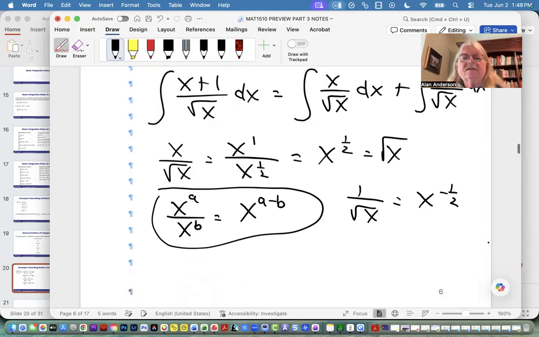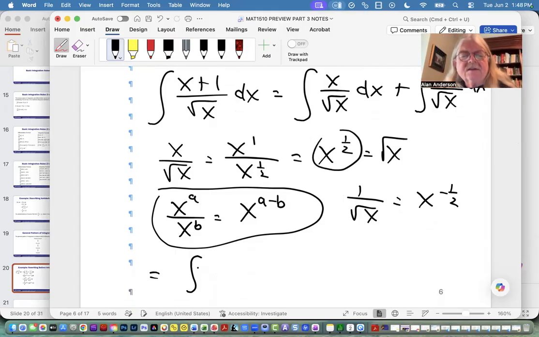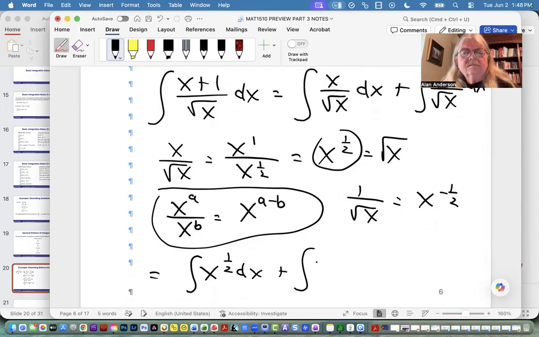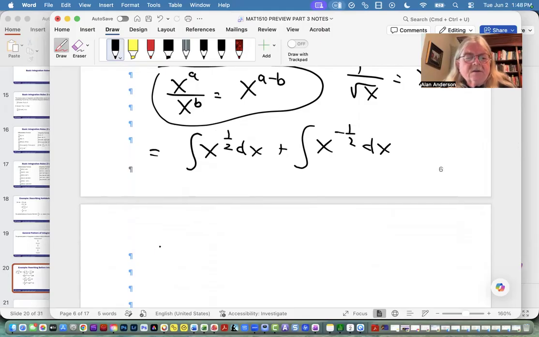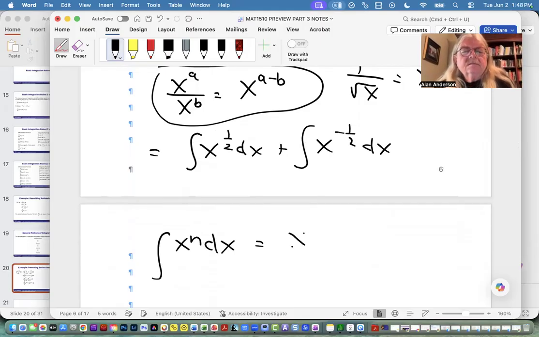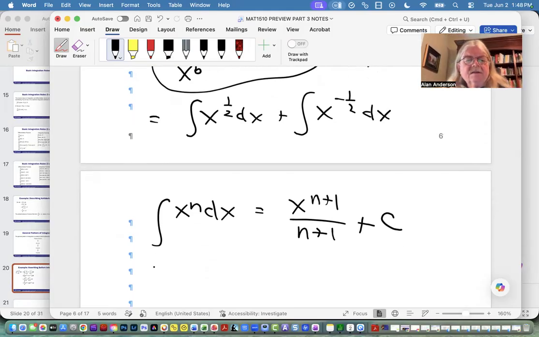So we can rewrite this whole thing as, actually, I think we should probably leave it like this. And now we can apply the power rule. Okay. So again, this is how it works for integrals. Don't forget the C.